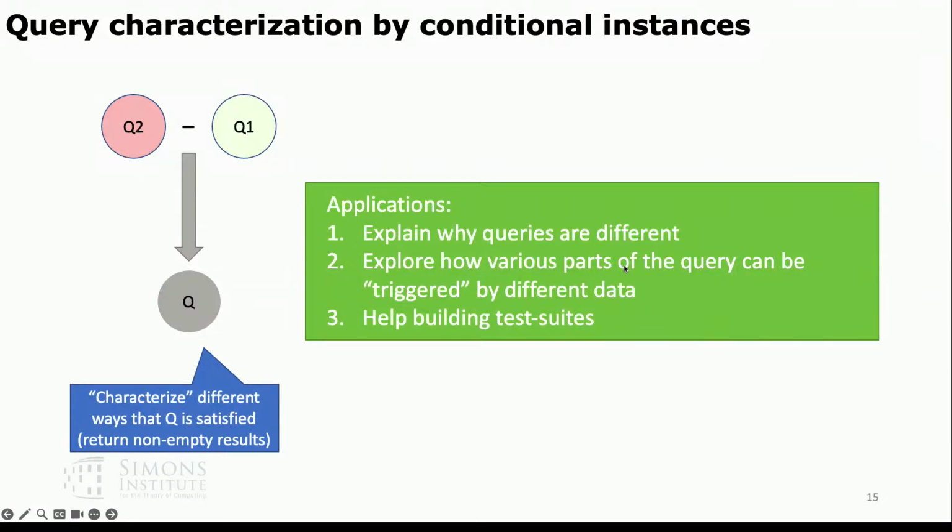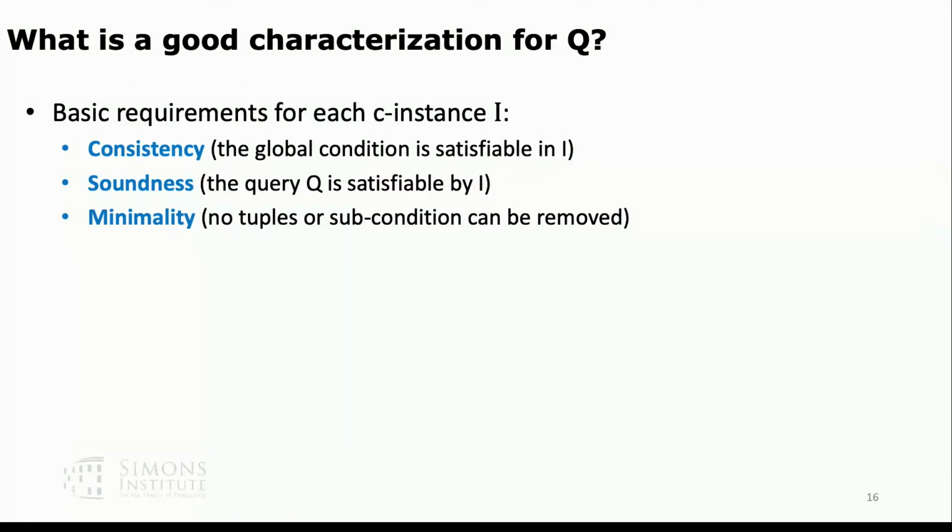So what are the applications? Of course, you can use it in a classroom. You can explain why queries are different. You can explore how various parts of the query can be triggered by different data. You can use it to build your test suite, to construct the test instances to use in your autograder. So what is a good characterization for Q?